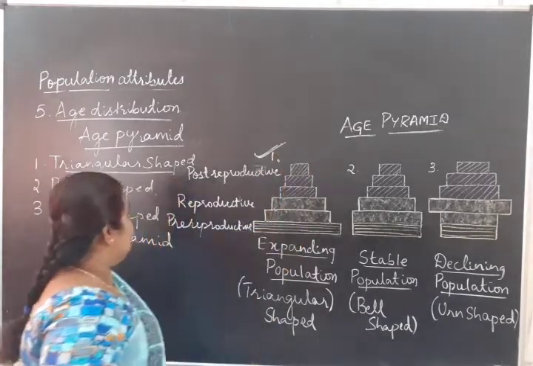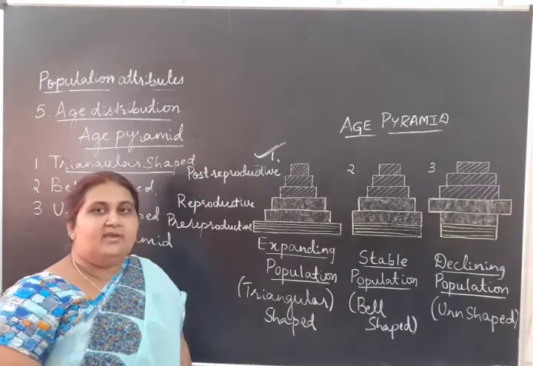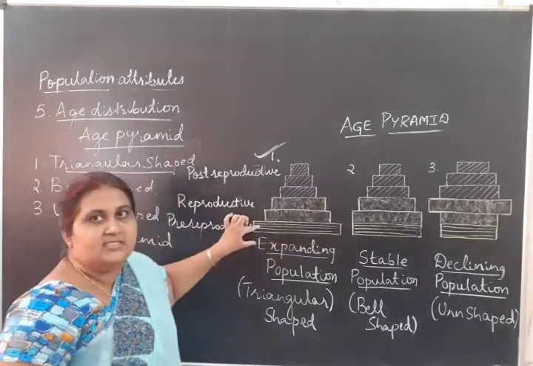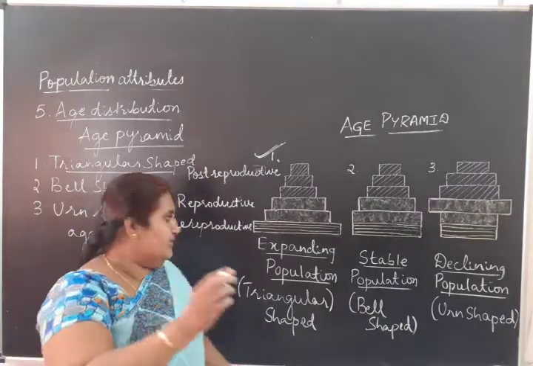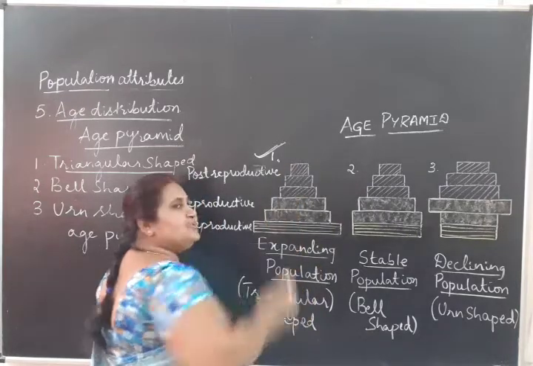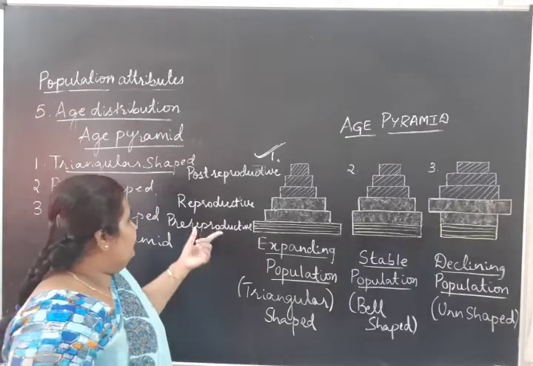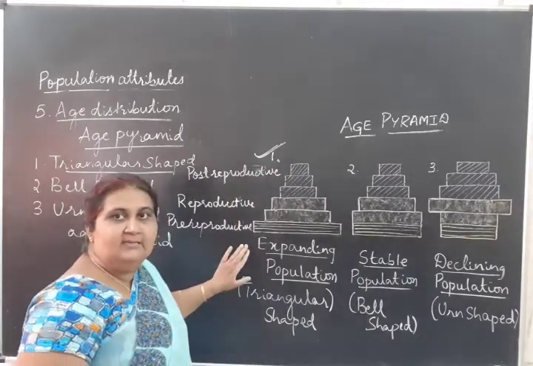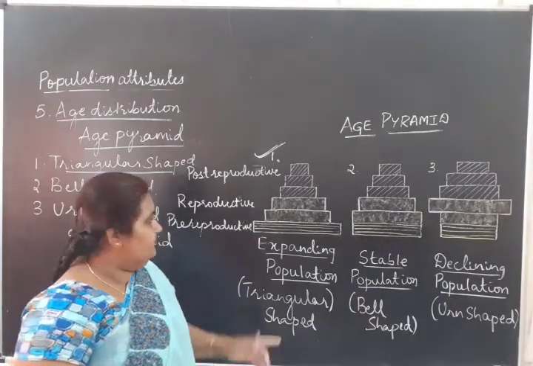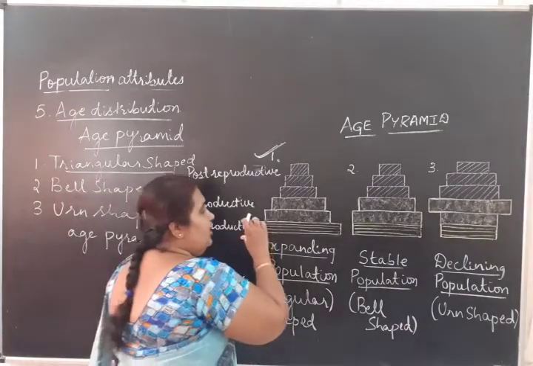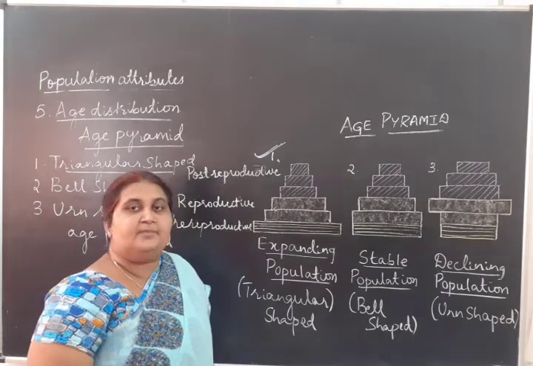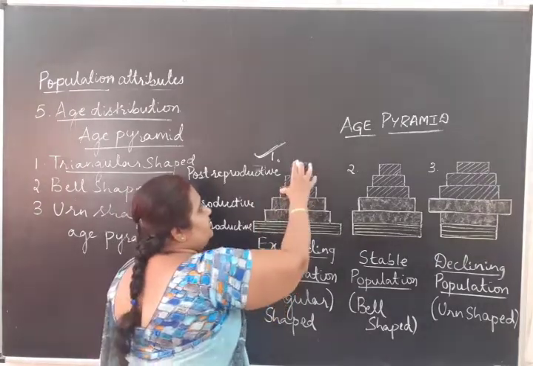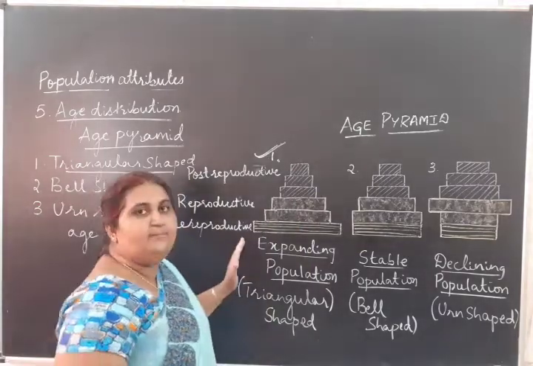In the triangular age pyramid, the base is broader and the apex is smaller. What does the definition tell? Pre-reproductive ones in the base, reproductive ones in the middle, post-reproductive ones on the top. Any population which shows a triangular-shaped age pyramid has a large number of young individuals. Pre-reproductive ones are more when compared to the reproductive and post-reproductive. Post-reproductive are fewer. So that population will be expanding.